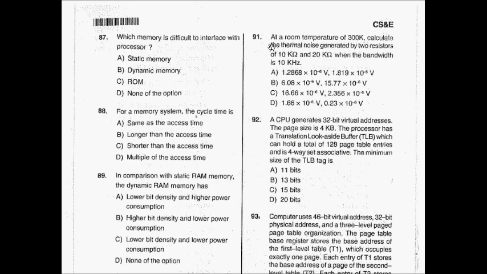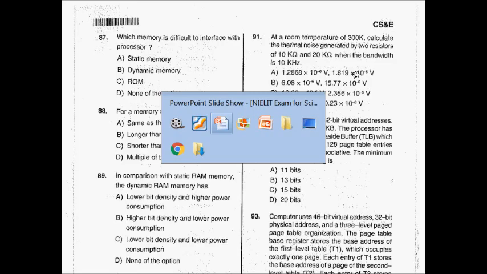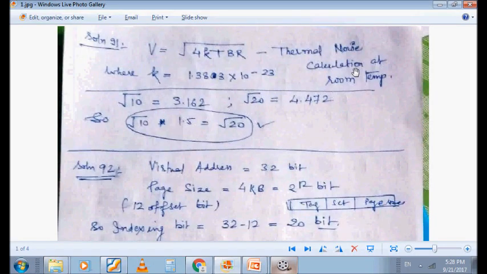Okay, so 91. At a room temperature of 300 K, you have to calculate the thermal noise generated by two resistors of 10 kilo ohm and 20 kilo ohm when the bandwidth is 10 kilohertz. This is an easy question. The formula for it is the square root of 4KTBR, where K is a constant, T is temperature in Kelvin, B is bandwidth and R is resistance.